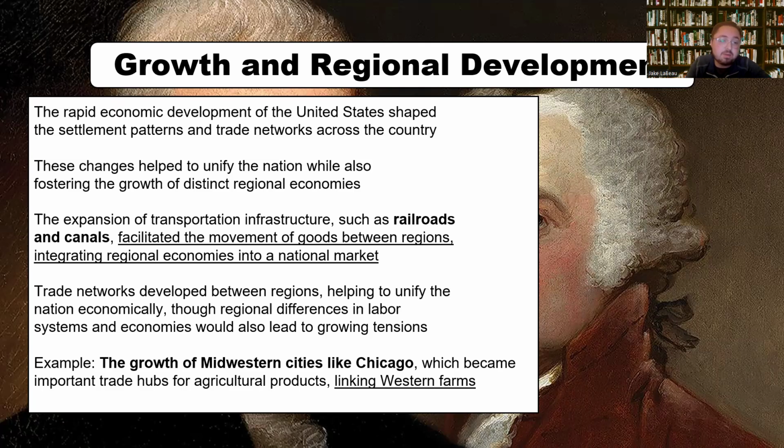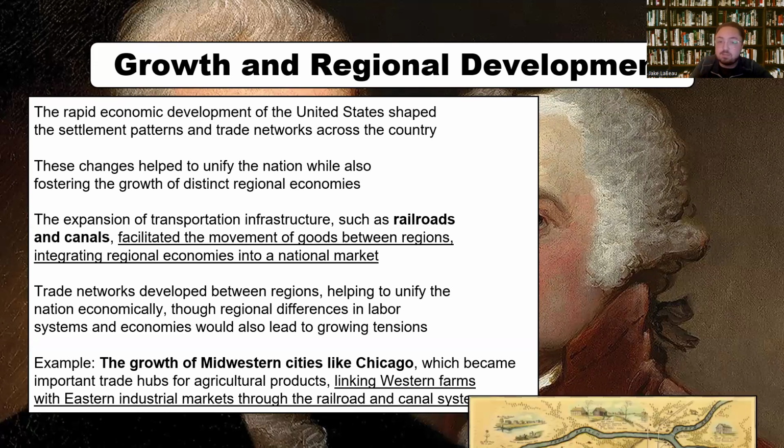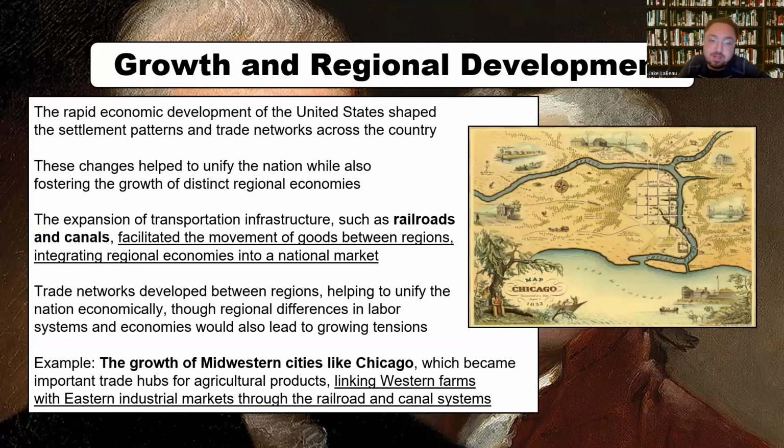Let me give you this example: the growth of Midwestern cities like Chicago, which became important trade hubs for agricultural products. So this is going to link those Western farmers with Eastern industrial markets through railroads and canal systems. And I like this illustration here that shows the map of Chicago in 1833. You have Lake Michigan where shipping can go up into the Chicago River, can offload into these different areas along the land.